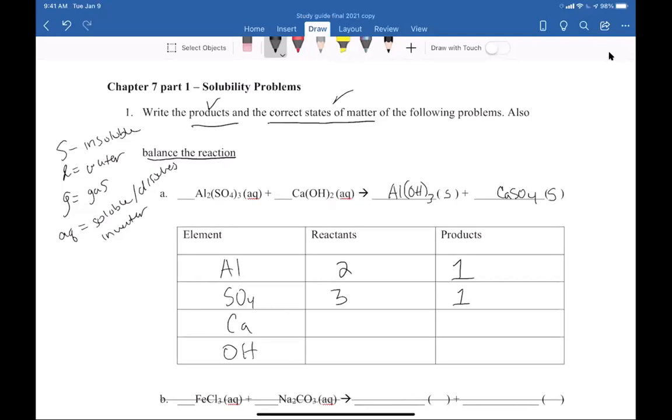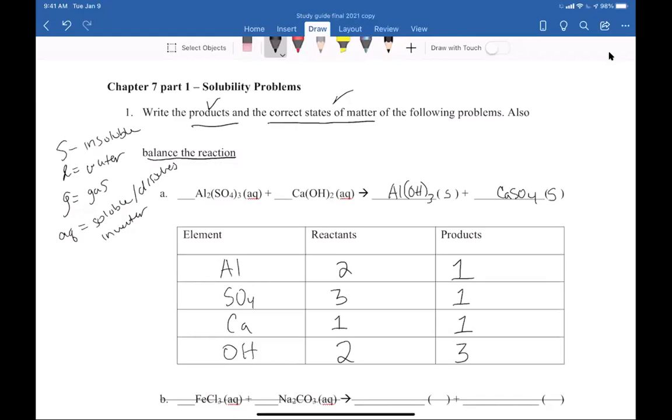In the reactant side, how many Cas do we have? We have 1. In the product side, we also have 1. In the reactant side, how many OHs do we have? My bad. In the reactant side, we have 2, and then in the product side, we have 3. I forgot I was not looking at the 2.